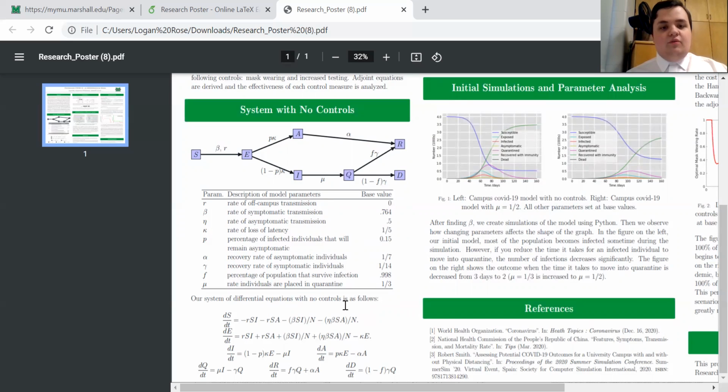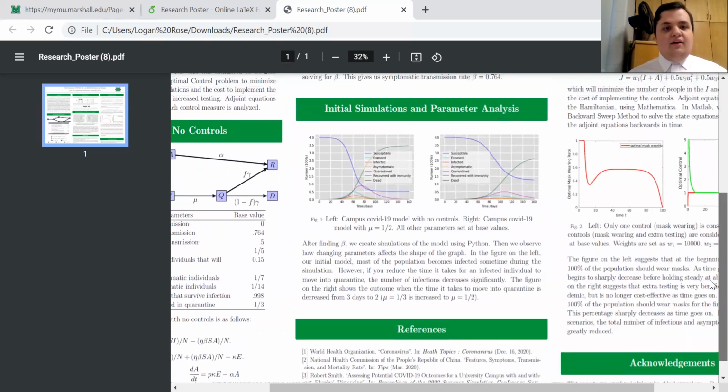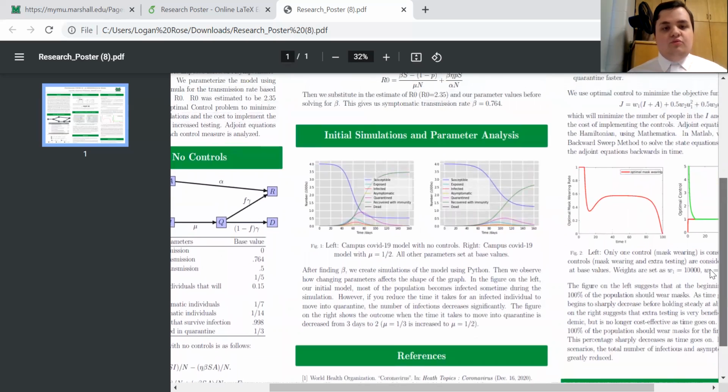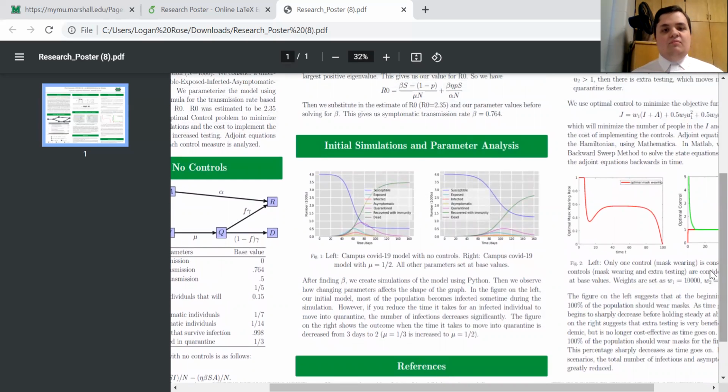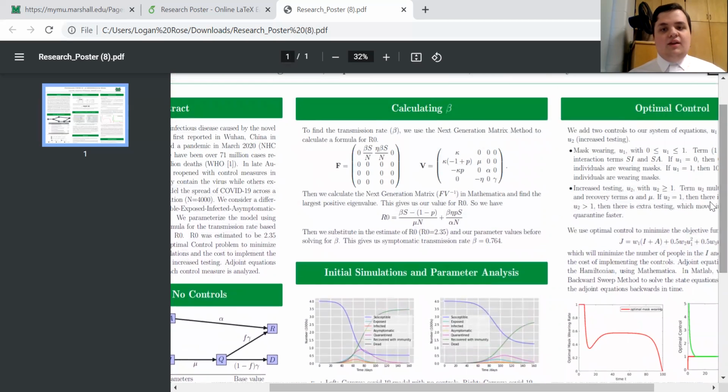So here's our system of equations. Again, these just show the relationships between our different classes. And you'll notice I have values for each of these parameters, which I got most of from a paper written by Robert Smith, and then the others I got from the CDC. But there's one that we calculated using these other parameters, and that was beta.